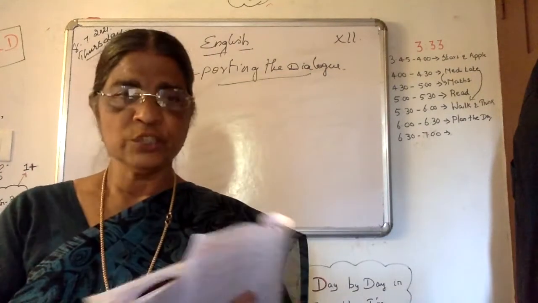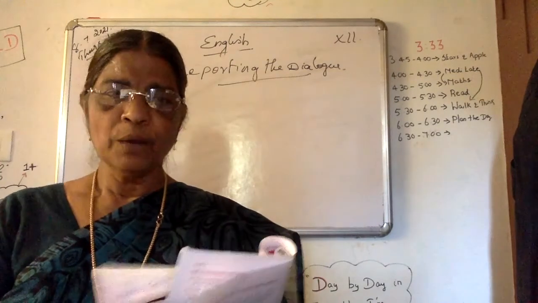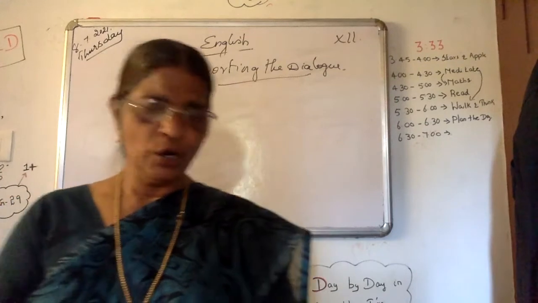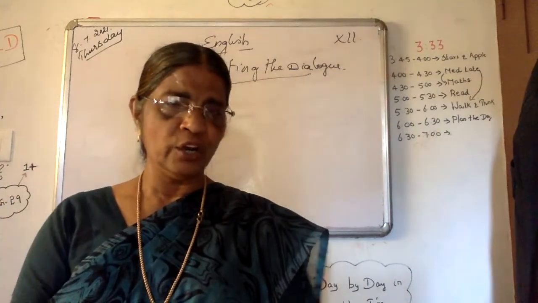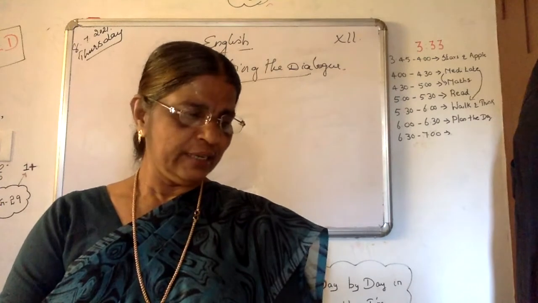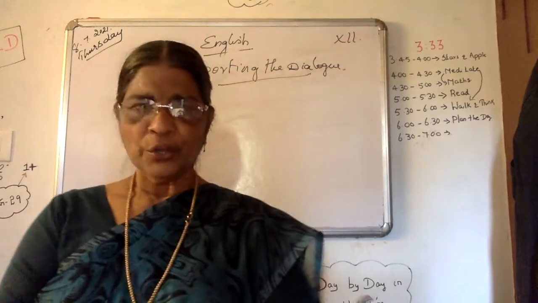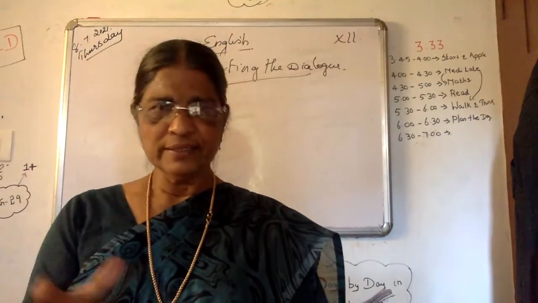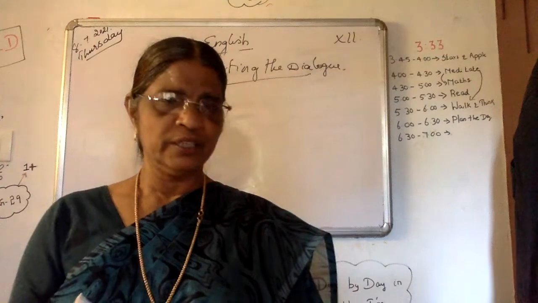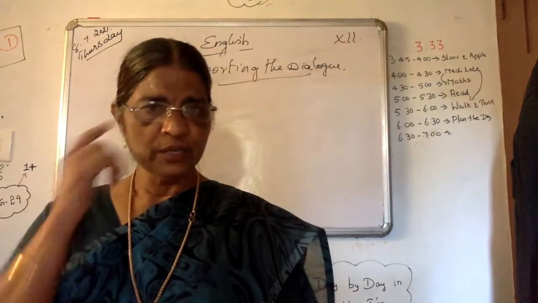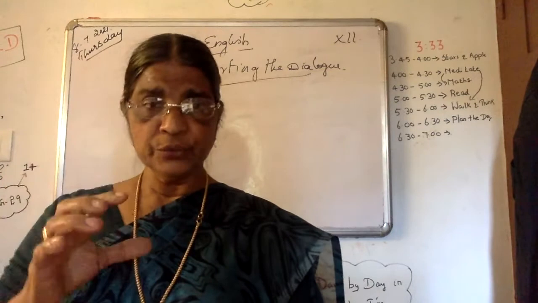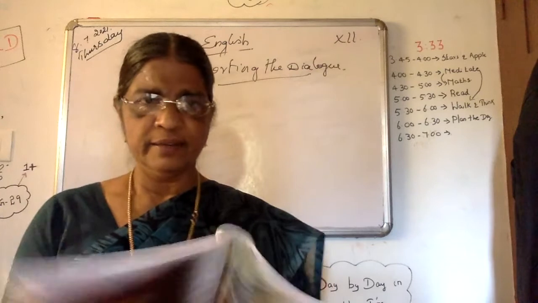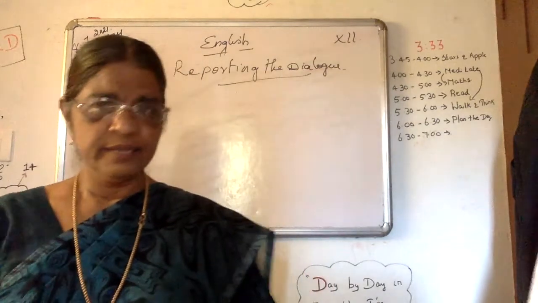Now, the first unit prose we have completed. Along with that, tense, modal auxiliaries, and reporting the dialogue we have seen, right? In the first unit, you had one poem, The Castle. But The Castle is deleted by the government, so you need not have that as your portion, right? Now, in the first unit, there is no poem, only that prose and the supplementary reader, the non-detailed lesson.